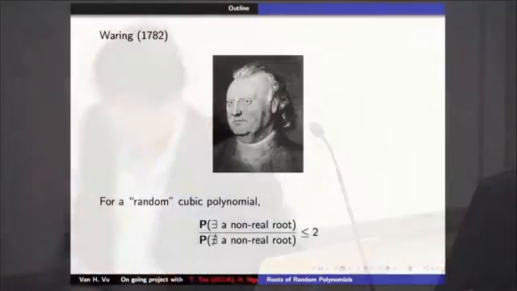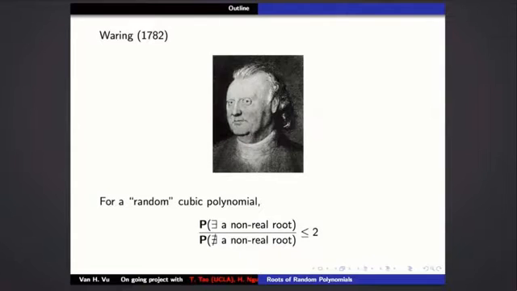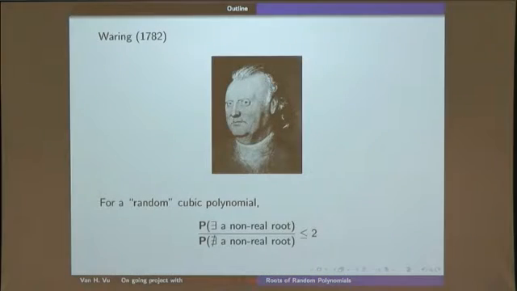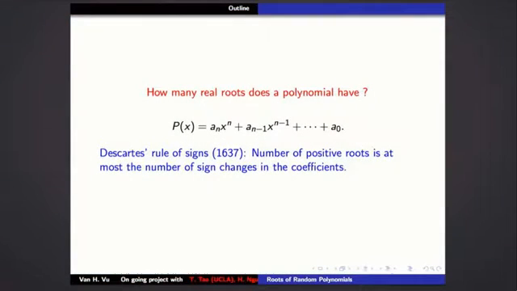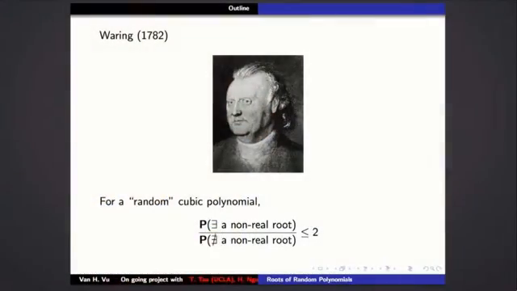Okay, so for this audience, we now talk about the general case when we have a random polynomial. By random we understand that the coefficients are chosen randomly by some law. It was first looked at by Waring in the 18th century, who proved something like this: the probability that all roots are complex divided by the probability that there is a real root, the two cases are bounded by 2.